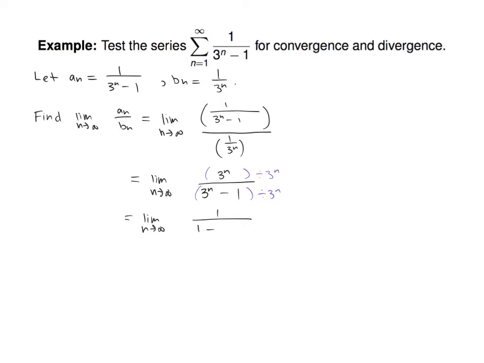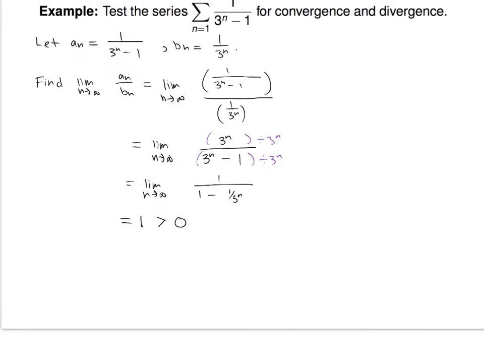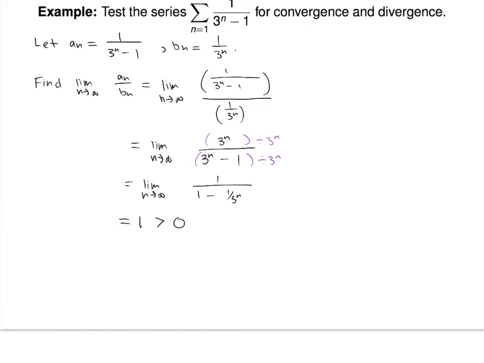1 over 1 minus 1 over 3 to the n. And where does that guy go? Goes to 1. And is 1 bigger than 0? Yes. But only by 1. Only by 1, but it's bigger than 0. Okay, so is picking out the things okay? One of them is the terms of your series, right? The other one is the thing you're going to compare to. Is the limit okay? Okay, just make a conclusion now.